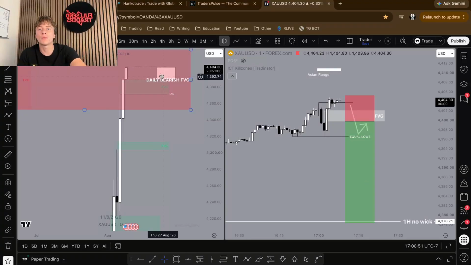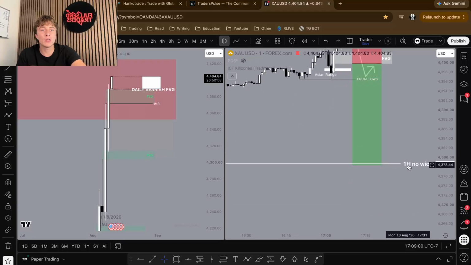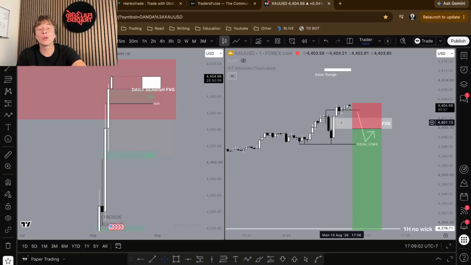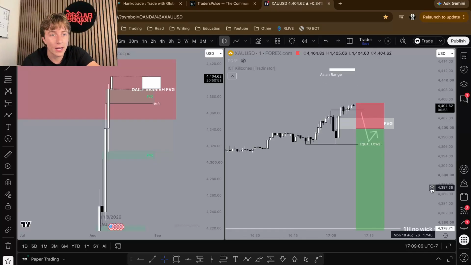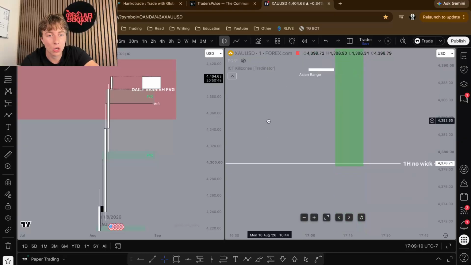Today we are starting off from the daily time frame, seeing a daily bearish FVG. We also have this immediate rebalance that we could potentially target today, and on the 1 hour time frame we identified a 1 hour no wick. So now we already scaled down to the 1 minute time frame. We're trading Asia open, and I saw that because our target is down here, we created equal lows and we have a target all the way down here.